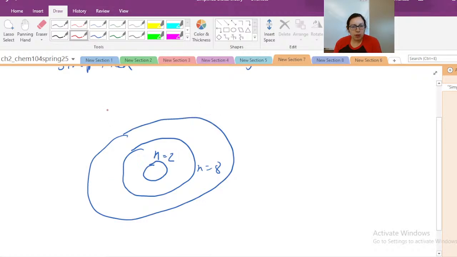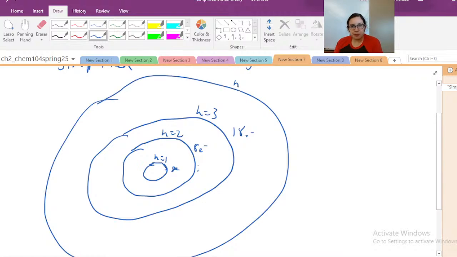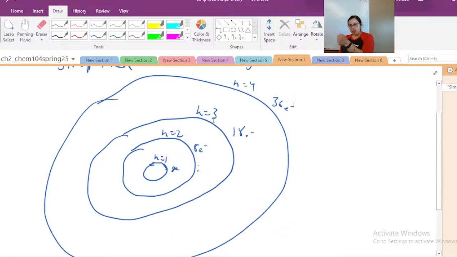Actually, I shouldn't have labeled this as N. Let me put electrons. N should be 1, 2, 3 for energy levels, and then 2 electrons, 8 electrons, 18, and then I'll stop at 4, so 36 electrons. Does this look somewhat familiar to some people, the onion model? This is a very simplified understanding, and we're just treating it like an onion layer.